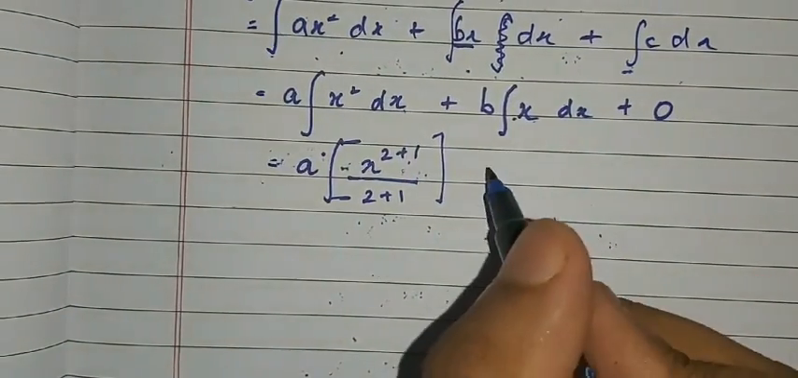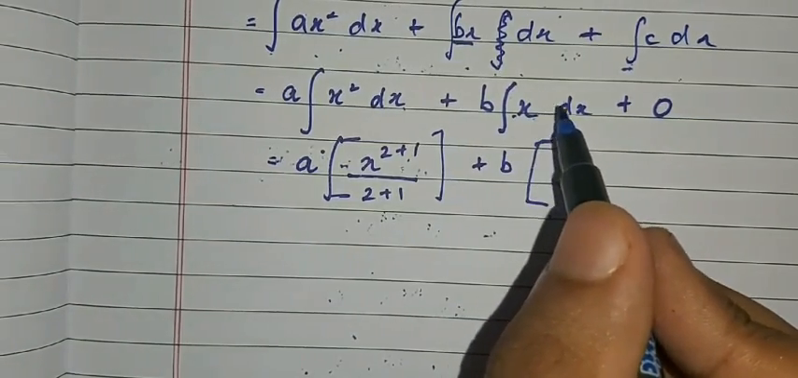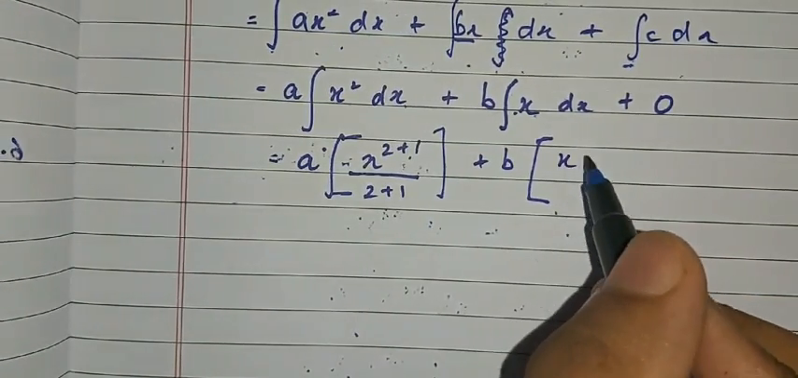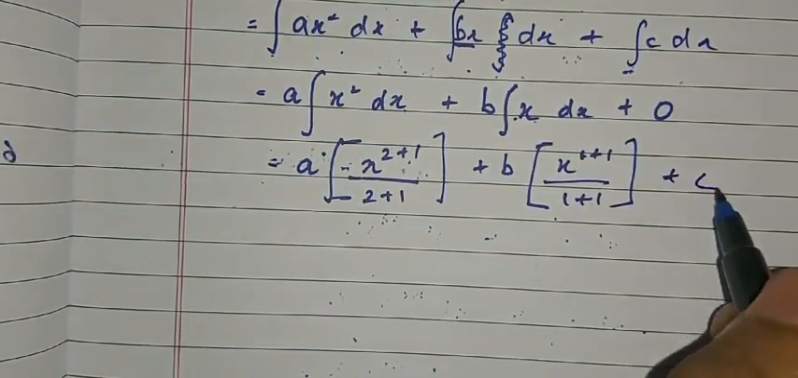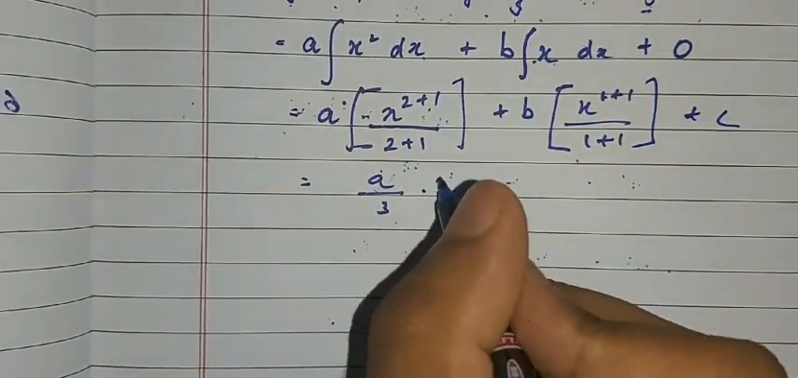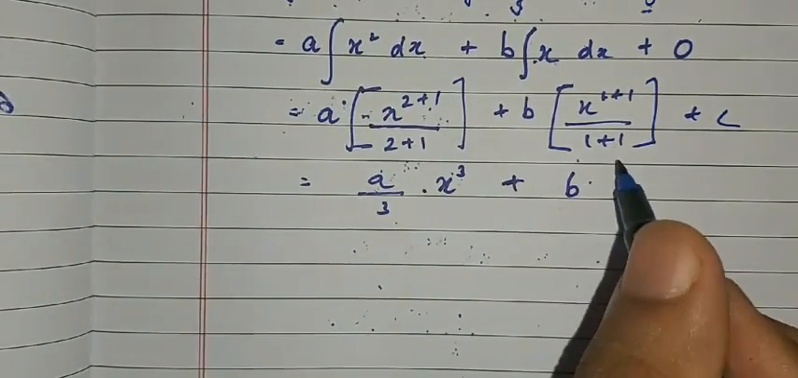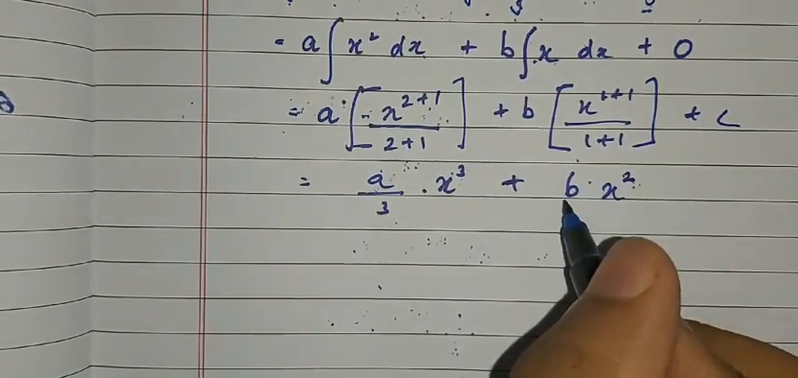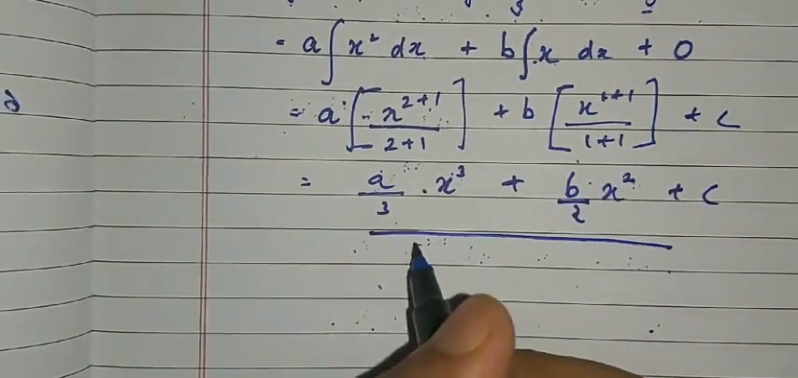Now plus b into integral of x. Integral of x means integral of x raised to 1. So we will take 1 as n. So what would it become? 1 plus 1 by 1 plus 1 plus c. So the answer will be a by 3, 2 plus 1 is 3, into x raised to 3, plus b into x square by 2, since 1 plus 1 is 2. So here comes the final answer.